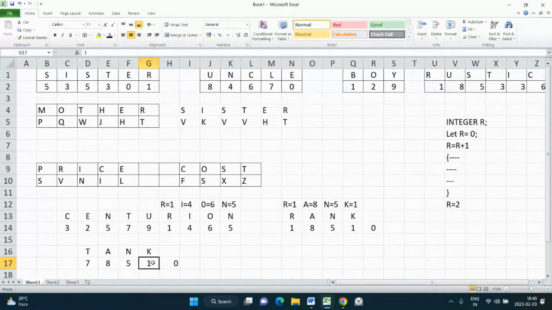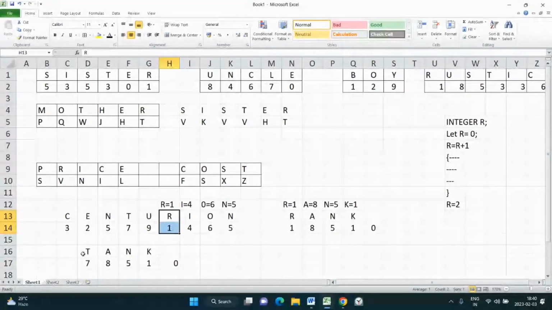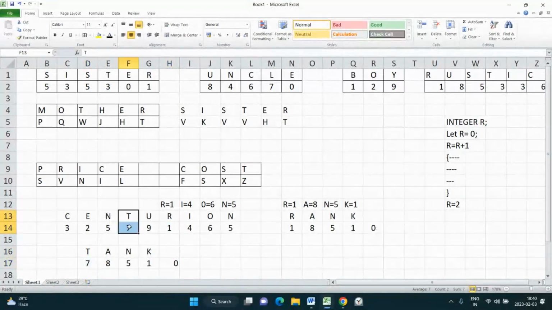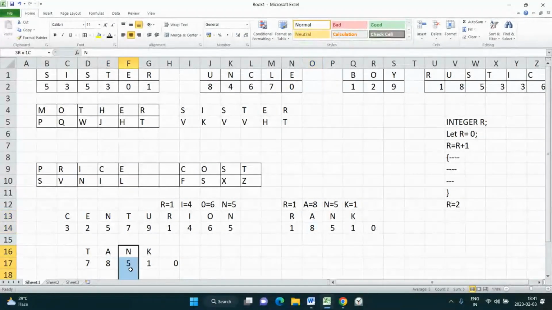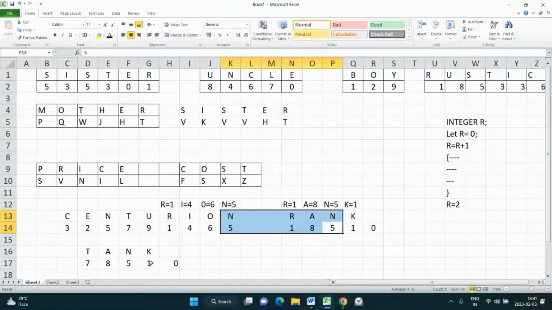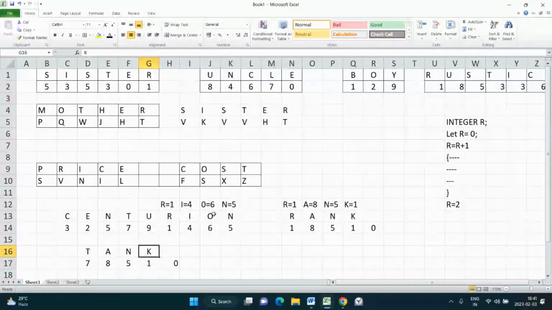what is the equivalent of 1 here? R is equal to 1. I want to find out. This is how T is equal to 7 came from here. T is equal to 7 here. A is 8. A is from here. N is 5. Wherever I had N, it was 5. But when it came to K, I had this problem. R1, R1, K1.